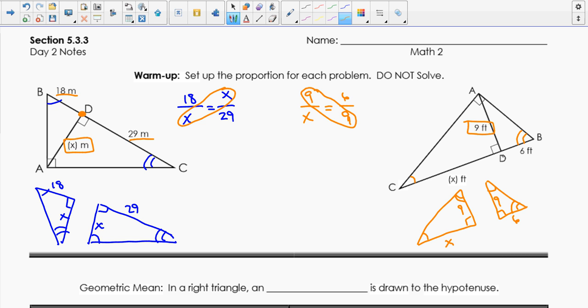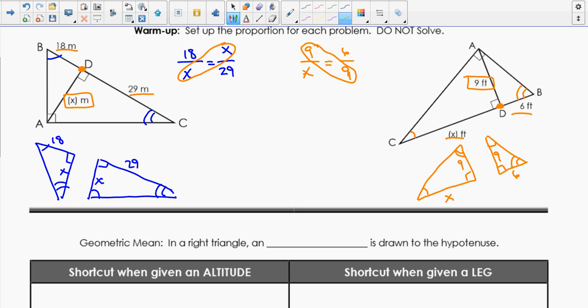If I look at this 9, this is where it hits right here at D. This is the left side and the right side, and my other diagonal was x times 6. Okay, so that's actually the shortcut that we're going to talk about.